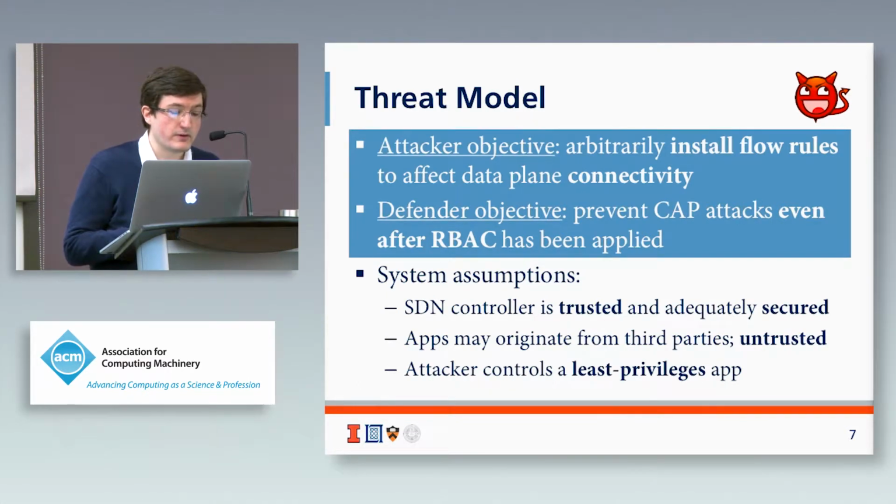From the defender's point of view, they want to prevent these cross-app poisoning attacks even after role-based access control has been applied. We make several assumptions here about the system. First, that the SDN controller itself is trusted and adequately secured. I should be careful to note here that while we assume that the data structures that live within the control plane may be tampered with by different applications, some malicious, some not, these applications aren't necessarily going after the controller code itself. So we assume the controller and any components that we add onto the controller for provenance purposes are adequately secured. We further assume that apps may originate from third parties and are therefore untrusted.